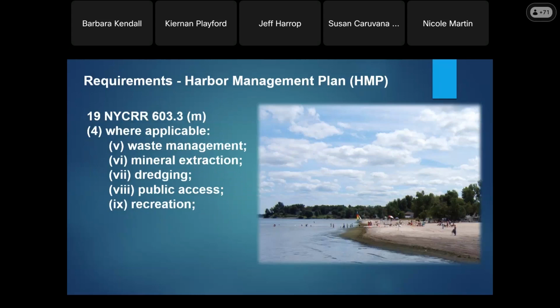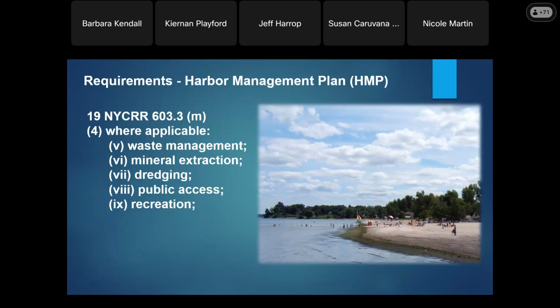Uses that, due to their intensity, may affect water quality and adjacent uses include things like solid waste management. Is there a landfill right on the water or in a wetland area? Also mining, public parks, beaches, and other public access areas, recreation going on in the waterfront, and dredging.